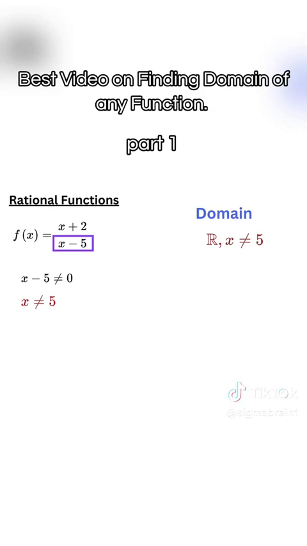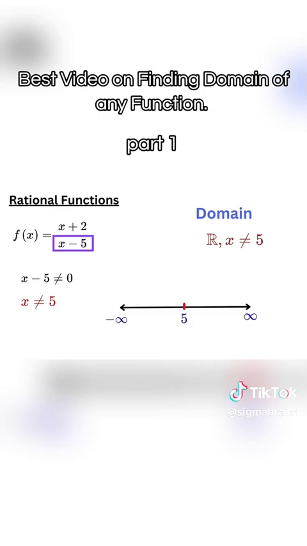To write the domain in interval notation, first represent it on a number line. A number line helps to clearly visualize which numbers are included and excluded from the domain. This is shown by an open circle at 5 and then shading the left and right of 5. So, in interval notation, first write the left part as minus infinity to 5, and then write the right part as 5 to positive infinity, and put a union in between.